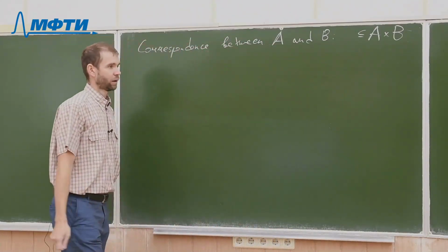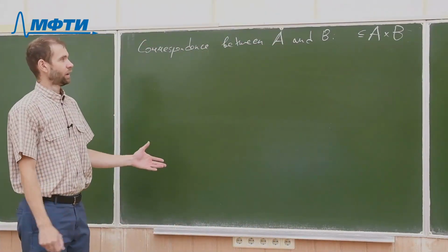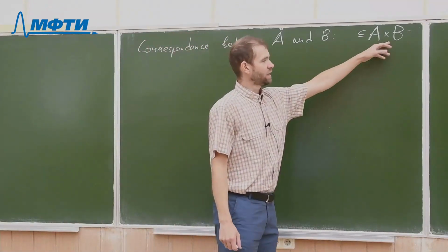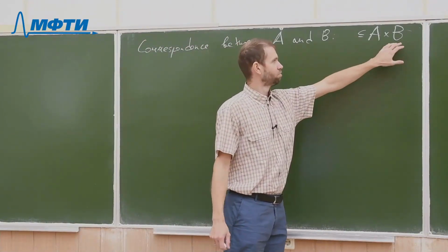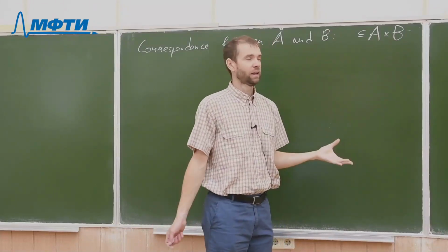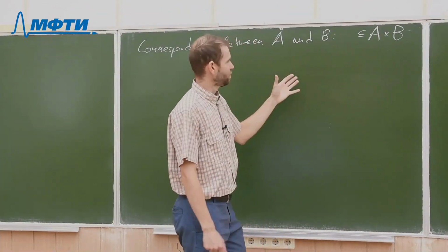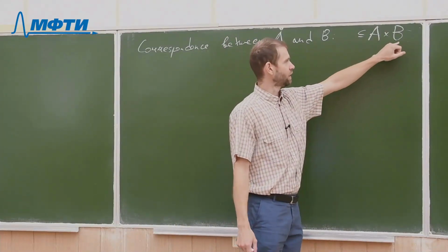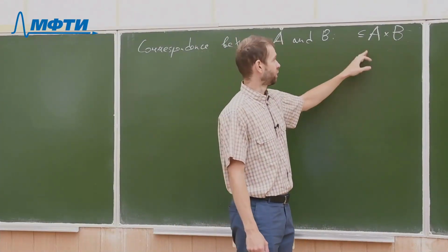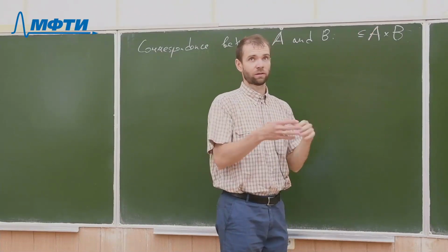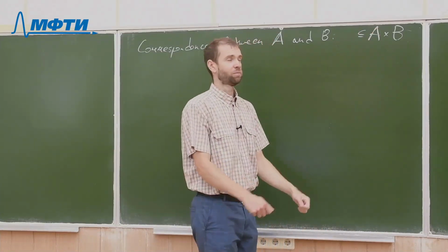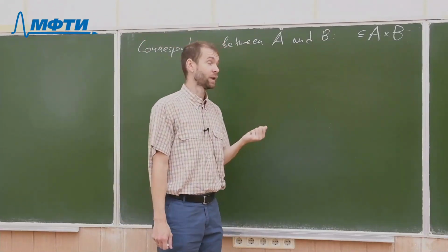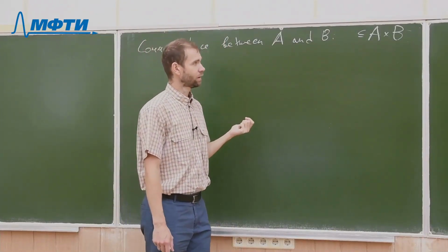So here a correspondence may be like, say A is the set of people and B is the set of things or houses. And the correspondence may be like the property correspondence. So if a house in B is a property of a person in A, then we have a correspondence between this person and this house.